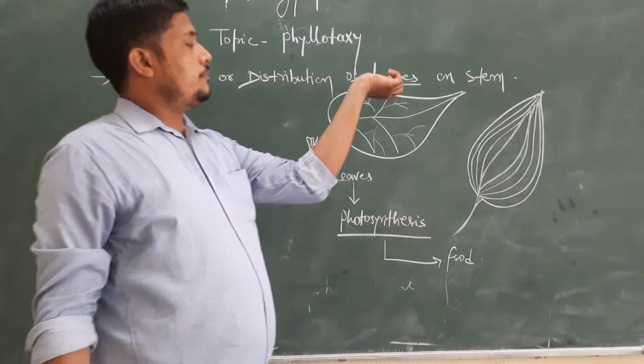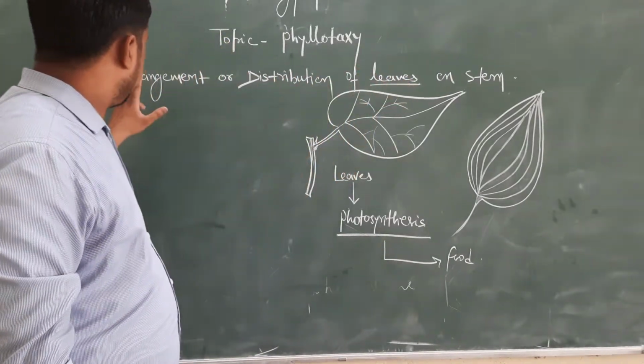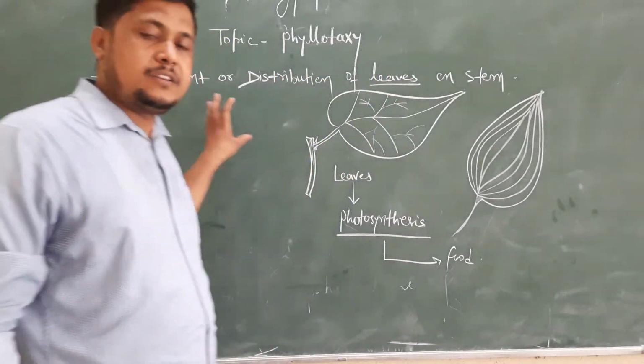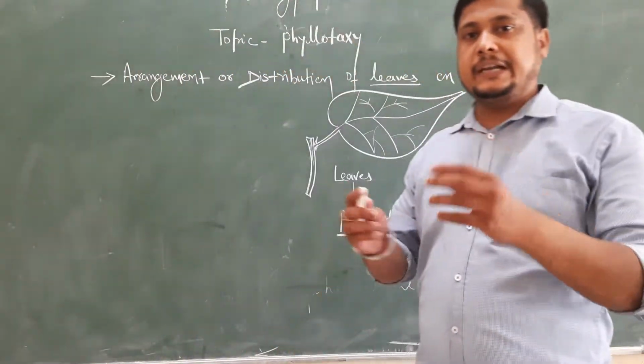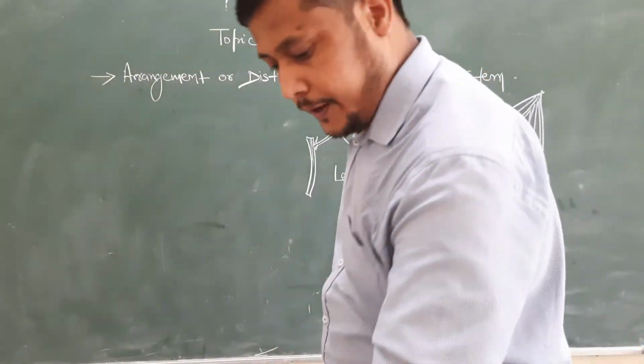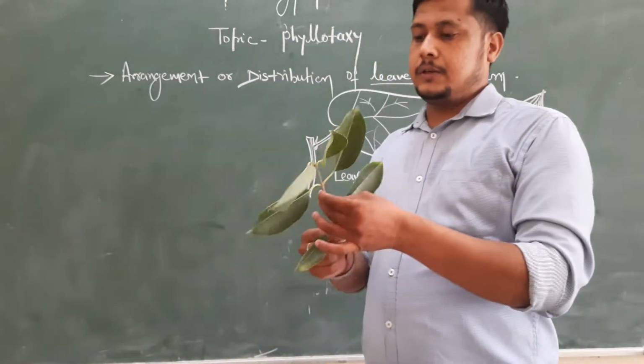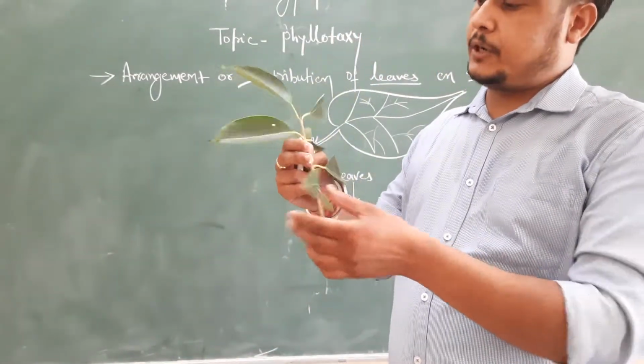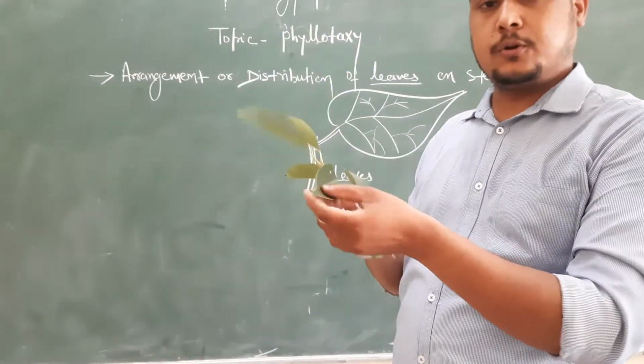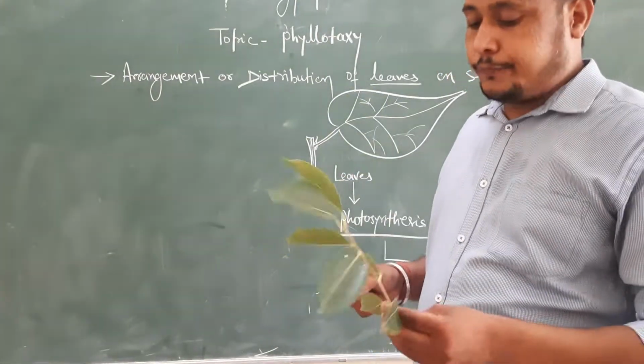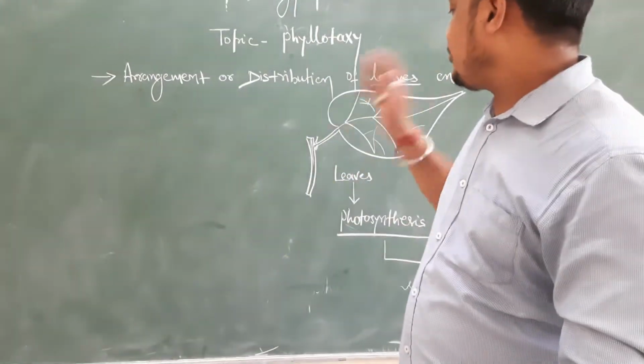First of all, we have to know the phyllotaxy. Phyllotaxy means the arrangement of leaves on the plants. For example, I have a plant. This is the arrangement of leaves. Okay, these are their leaves. So first of all, we have to know the parts of the leaves.